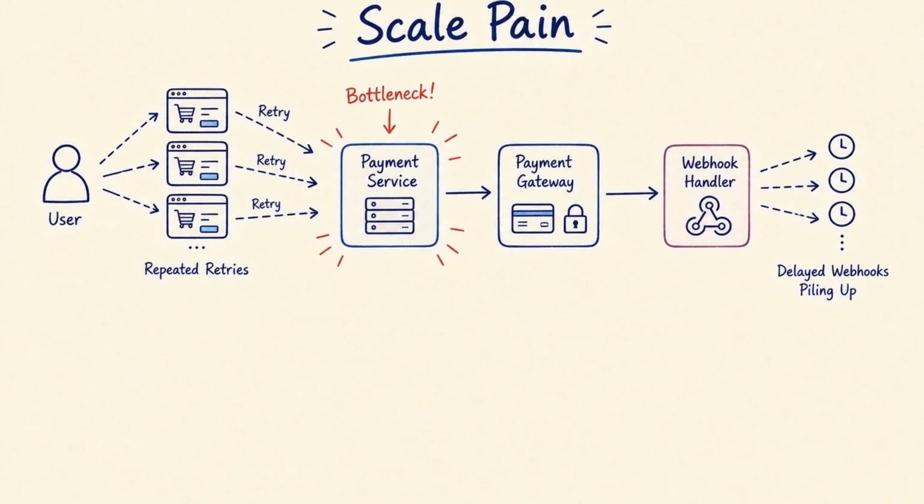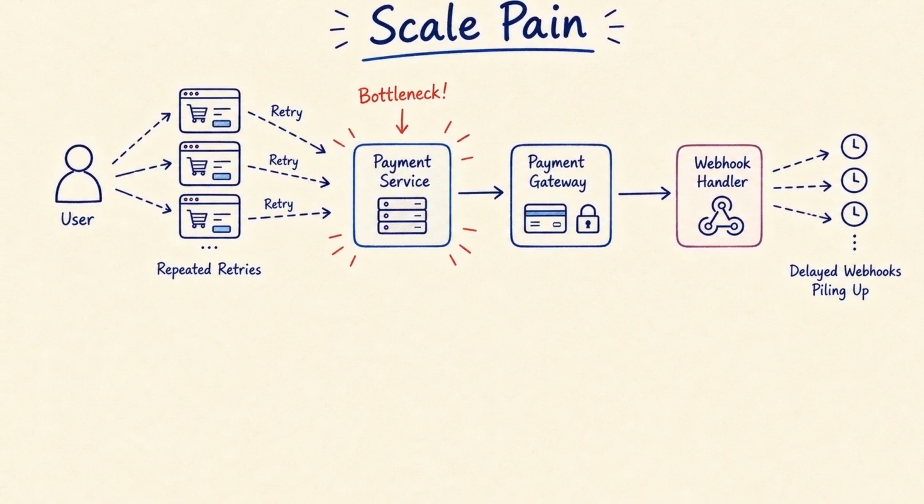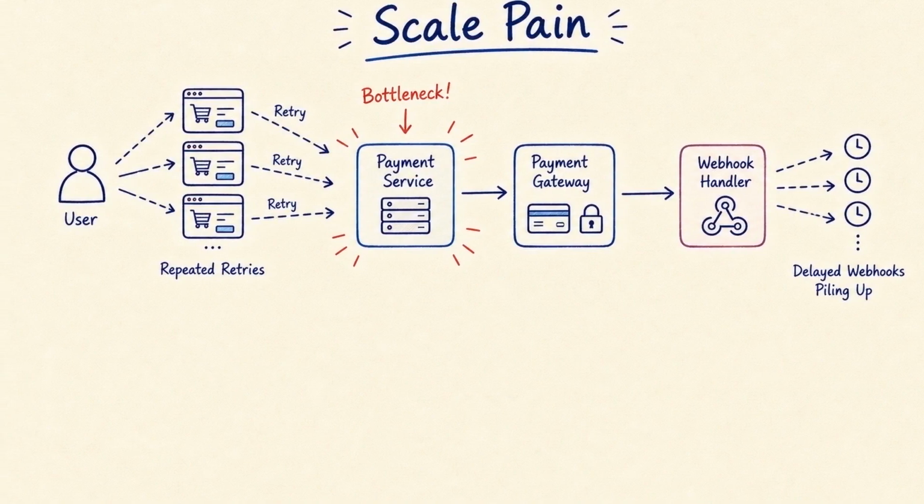The first production pressure usually shows up here: duplicate requests, delayed webhooks, and gateway ambiguity create correctness bugs faster than performance bugs. That is the moment when a pleasant diagram turns into an engineering decision.